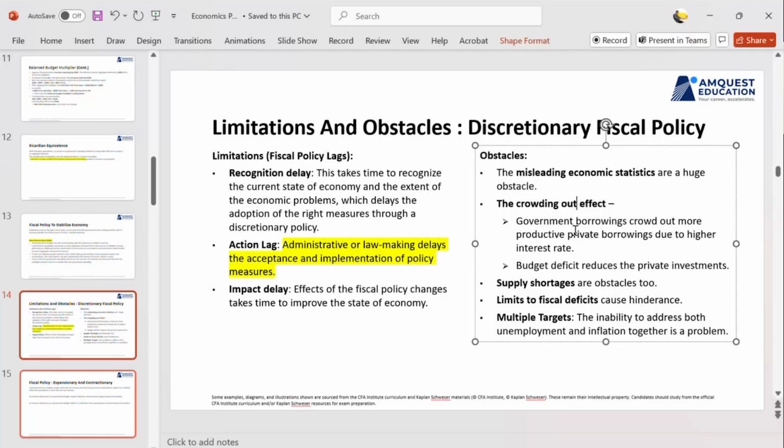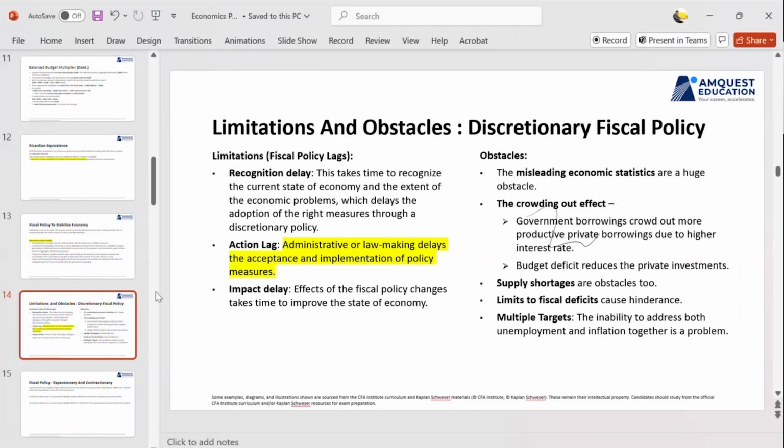Example, government borrowings will crowd out the more productive private borrowings. Okay, because of the higher interest rate, they will crowd it out, and because they are able to penetrate a wider region. Okay, with a budget deficit, what will happen? Private investments also will probably be reduced. Correct? So these are all obstacles. Supply shortage are obstacles too. You have limits to fiscal deficit and so on, and multiple targets.